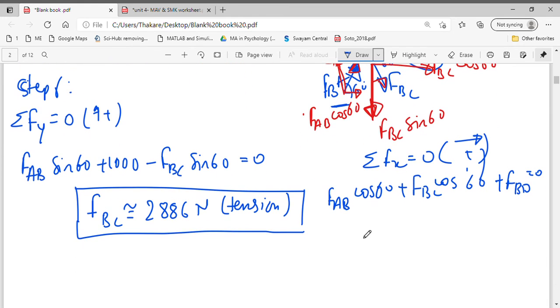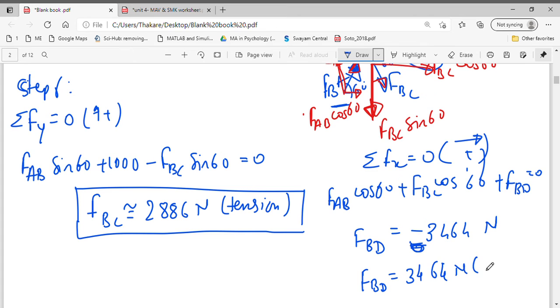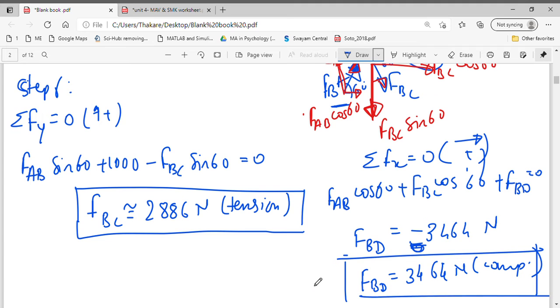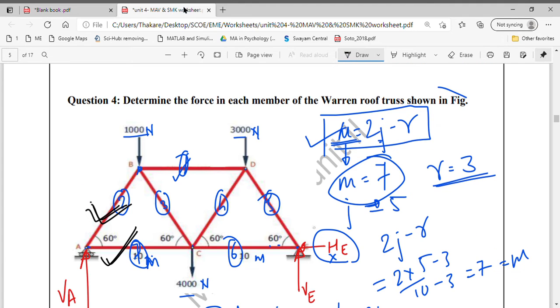On solving this, we get FBD to be minus 3464 newtons. Since it came out as minus, that means the assumed direction is wrong, and that means FBD value is 3464 newtons of compressive force. Okay, so this is how we determined the value of members FBD and FBC.